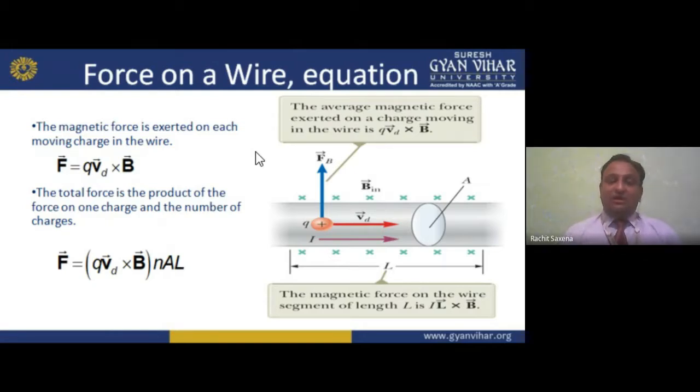In a wire, it is given by the equation: force equals charge into velocity into magnetic field, or basically magnetic field density. Q is a vector, the direction-based. F vector equals Q, V vector cross B. The average magnetic force exerted on a charge moving in a wire is given by this. The charge is moving here with the velocity V, and this is the area A. Now we have the magnetic field, so we can express it as perpendicular to the velocity, like see here.